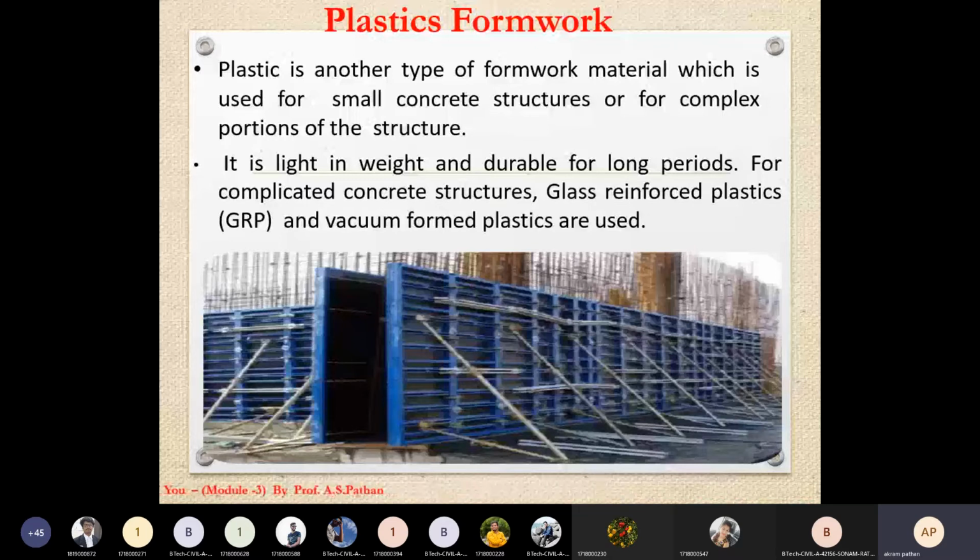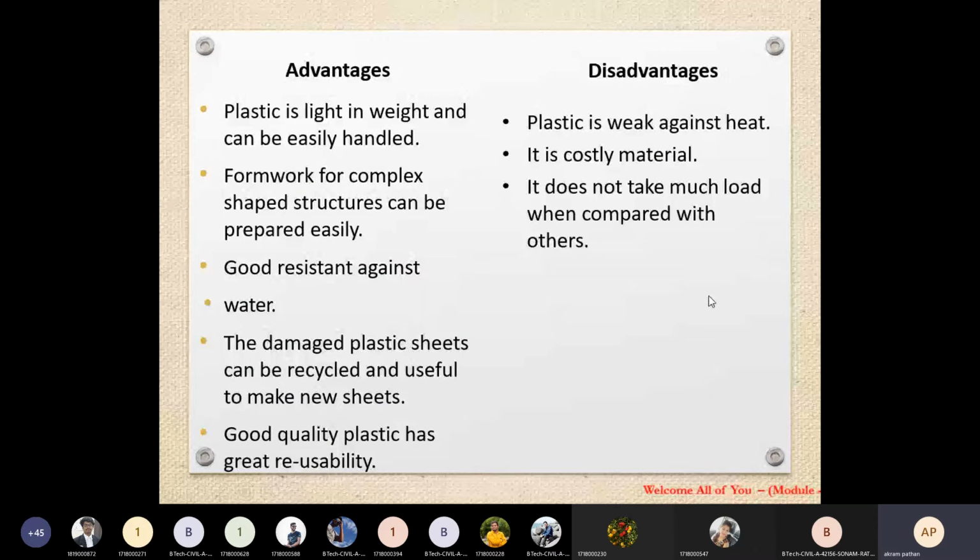GRP, that is glass reinforced plastic, and vacuum form plastic are used. It also has certain advantages and disadvantages. Plastic is light in weight and can be easily handled. Formwork for complex shaped structures can be prepared easily. Good resistance against water. The damaged plastic sheet can be recycled and reused to make a new sheet. Good quality plastic has great reusability. So these are the certain advantages of the plastic formwork.